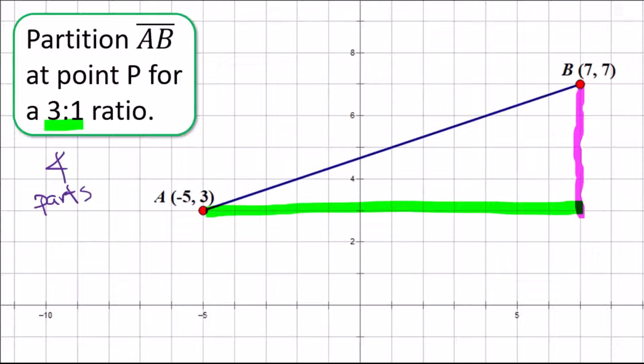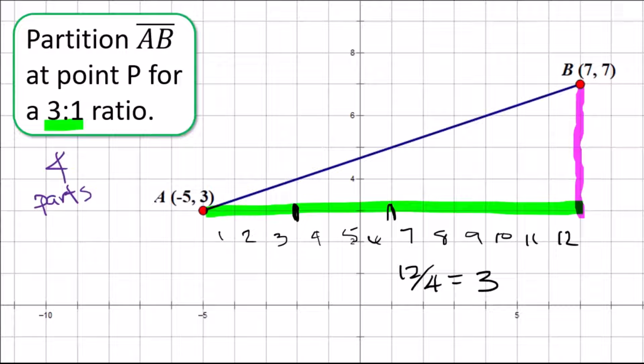So let's figure out how many blocks we went. I'm just going to count them. And I know I need to divide this into 4 parts. Divide 12 into 4 equal parts. Each part would be 3 long. So starting here, 1, 2, 3, that's 3 blocks, 3 more blocks. This actually works out really slick.